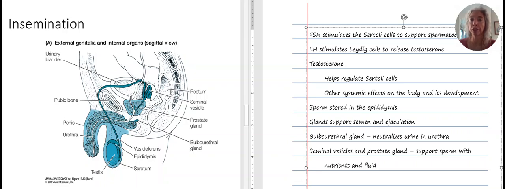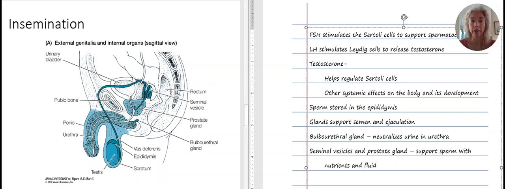Sperm must be released from the penis for fertilization to occur in mammals. This process of ejaculation occurs through the release of a composite of fluids released from several glands along the reproductive tract. The bulbourethral gland is going to release a pre-ejaculatory fluid that will neutralize any acidic urine remaining in the urethra. That gland is right at the base of the penis here.